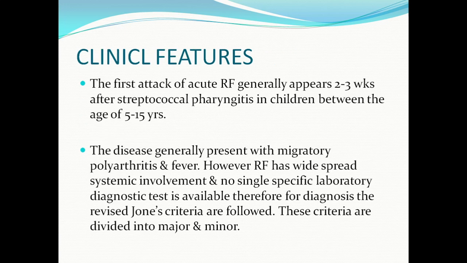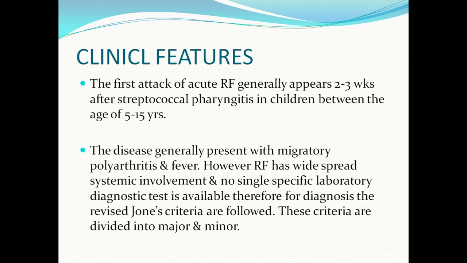Now come on to the clinical features. In clinical features, the first attack of acute rheumatic fever generally appears 2 to 3 weeks after streptococcal pharyngitis. As you all know, it is most commonly seen in children between 5 to 15 years of age. The disease generally presents with migratory polyarthritis and fever. So after pharyngitis, there will be involvement of the heart, joint, skin, lung and CNS. The first is polyarthritis, which is migratory in nature, and fever.